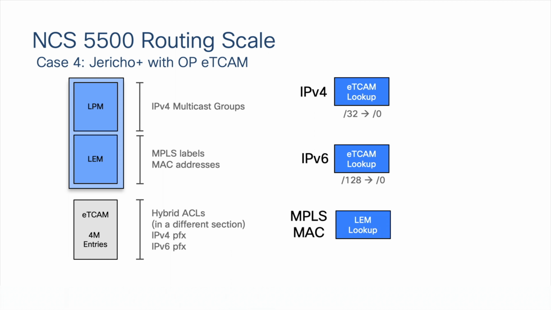Note that we don't need to configure anything for URPF. It doesn't reduce the routing scale because we have quite a lot of margin. And the same thing for hybrid access list. It's not necessary to allocate a specific space. It's done automatically and doesn't impact the routing scale either.